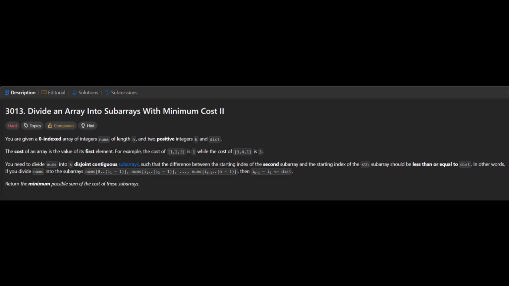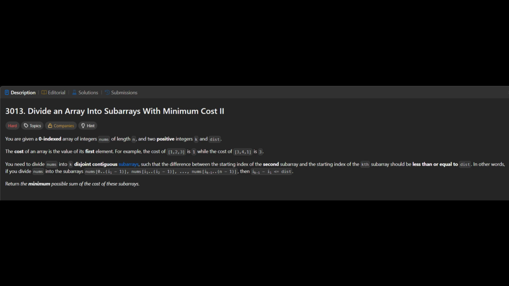The task is to minimize the total cost, which means we want the sum of the starting elements of all k subarrays to be as small as possible. The first subarray always starts at index 0, so its cost is fixed as nums[0]. The real challenge is choosing the starting points of the remaining k-1 subarrays. Since the cost depends only on the first element, we want those starting elements to be as small as possible. However, we can only choose starting positions from a restricted range. All starting indices from the second subarray to the kth subarray must lie within a window of size dist.